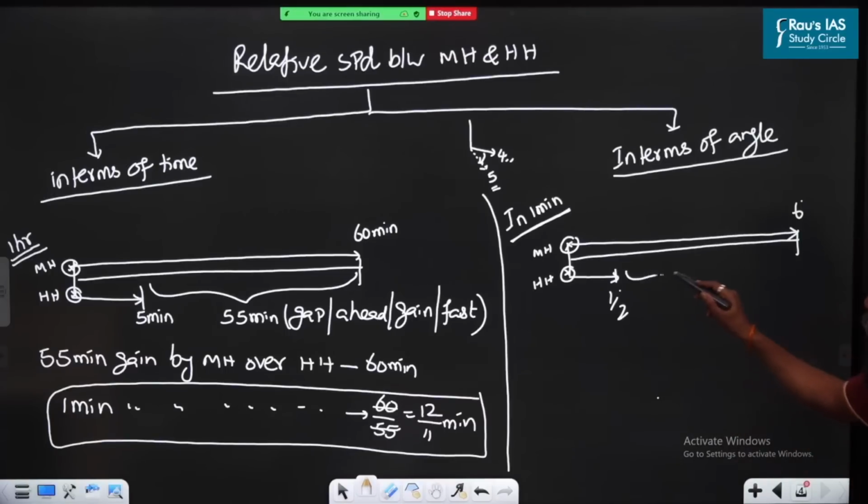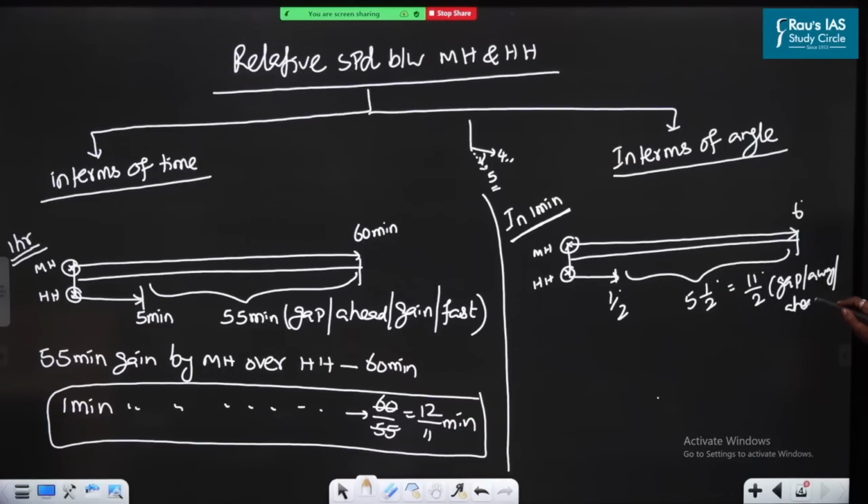Now, what is the gap between the minute hand and hour hand? 5.5 degrees. 5 into 2, 10 plus 1. Are you understood? This is called what? Gap, or away, or ahead, or slow or lose. Later on, I will tell you gain or lose. Are you understood? All are the same thing.